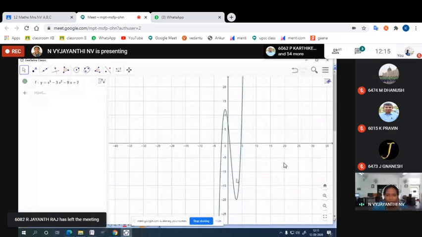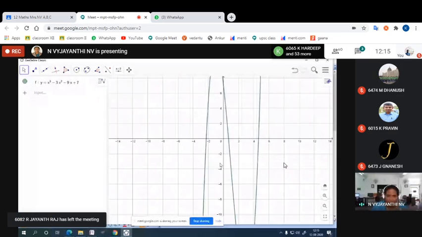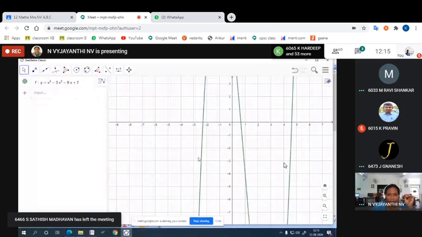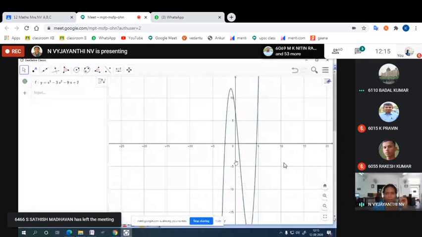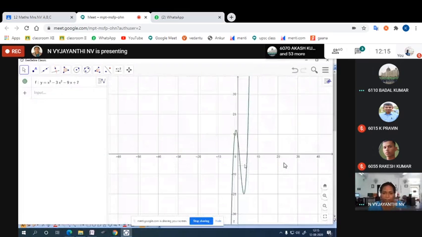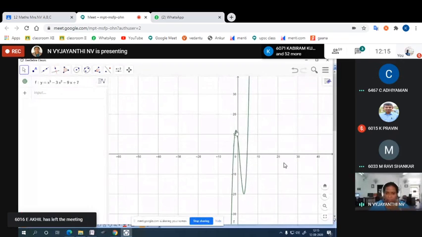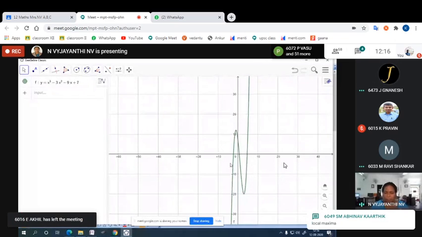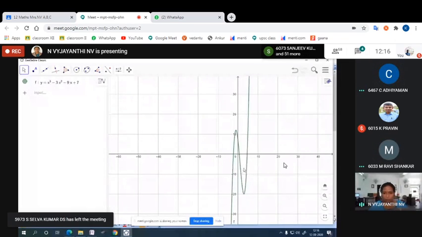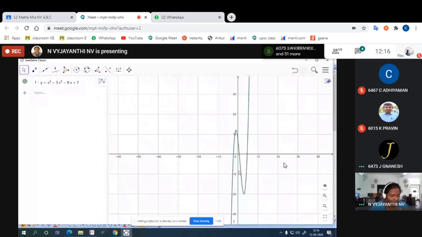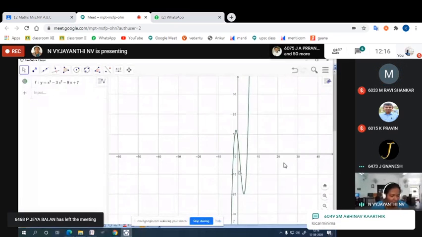So at how many points does the curve cross the x axis? 3. So is it possible to find maxima, minima, increasing, decreasing? The curve is increasing and then it is decreasing and again it is increasing. So we can find increasing and decreasing points, isn't it? Local, not global. We can find local maximum.